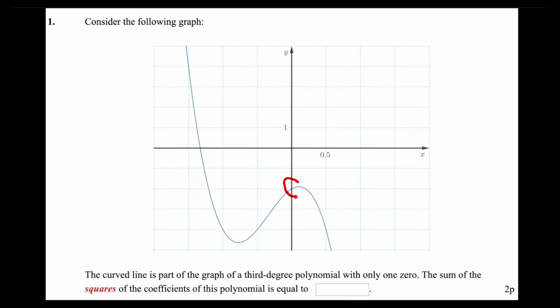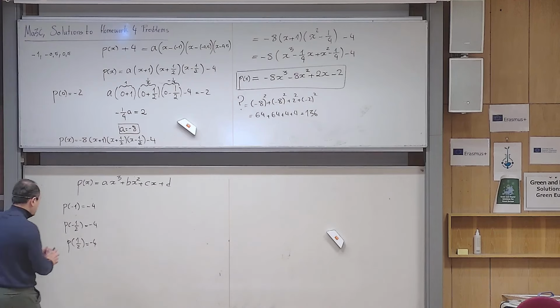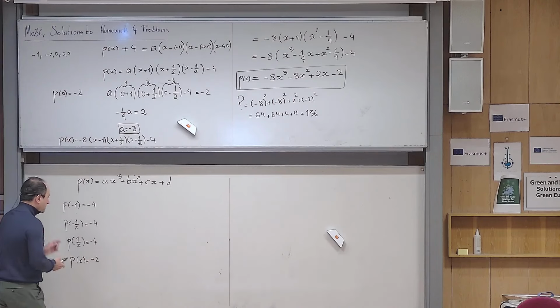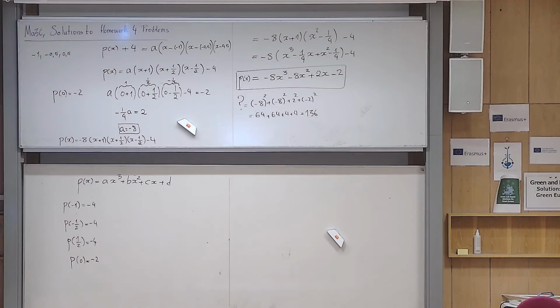And one more piece of information. P of 0 is -2. Yes? P of 0 is -2. How many pieces of information do you see? You see 4 pieces, yes? And then how many unknowns do you have?